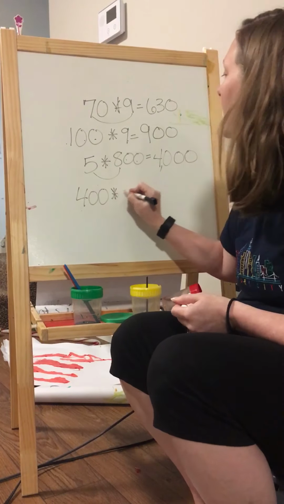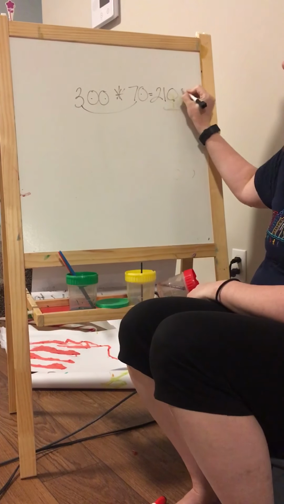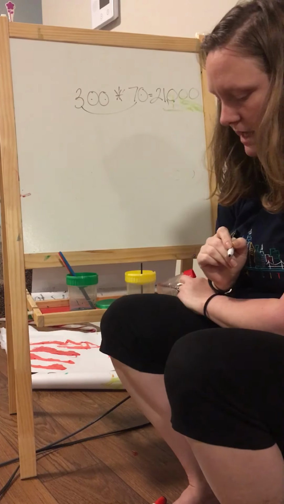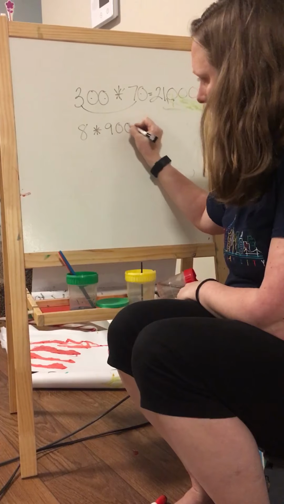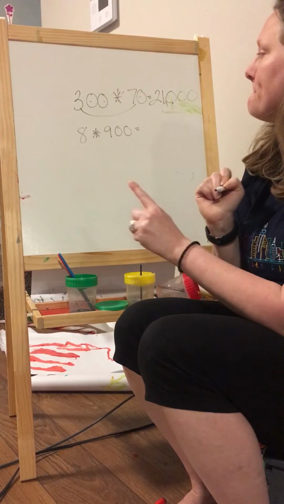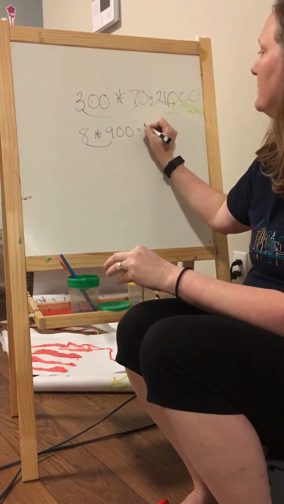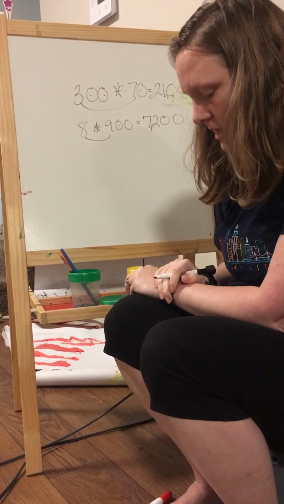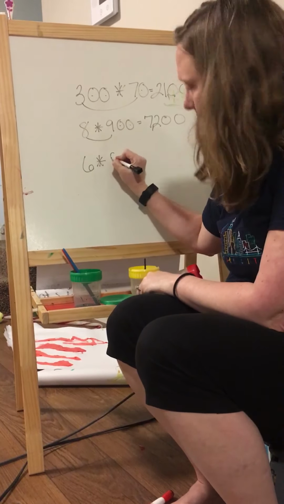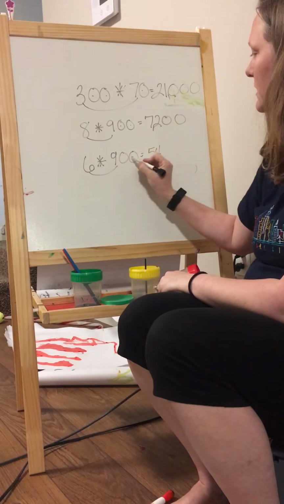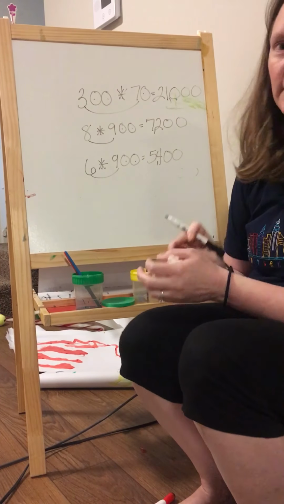300 times 70. 3 times 7. 3 zeros is 21,000. Eight times 9, 2 zeros, 7,200. And our last one, 6 times 900. 6 times 9, 54, with 2 zeros, 5,400.